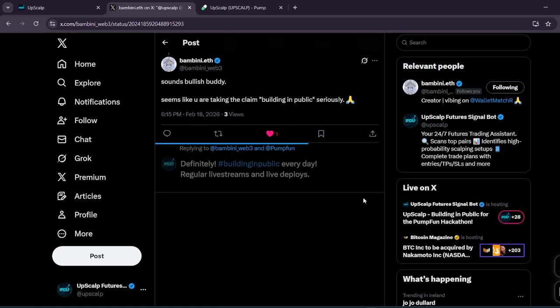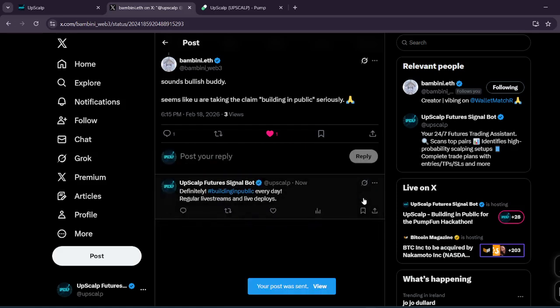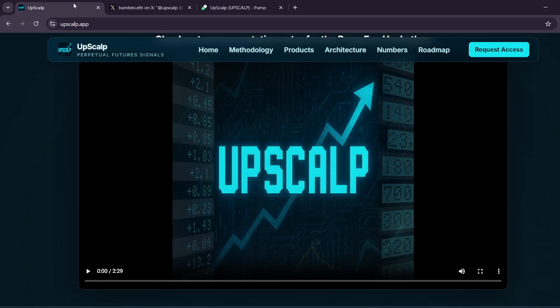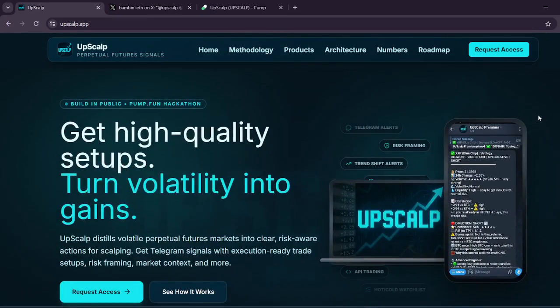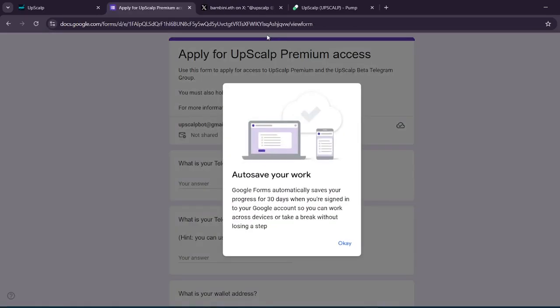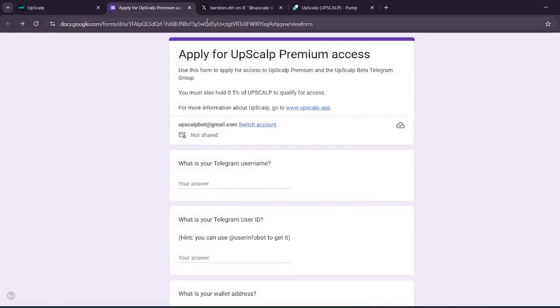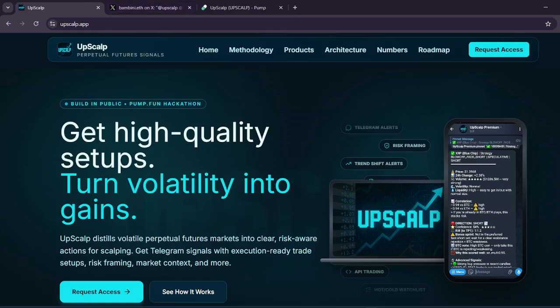So I'm not sure if we'll do a live deploy today because I deployed it all in the morning, really. Previously on UpScalp, to get access, I actually need to update the website, but we were using a Google form, not great. So what I'm going to do instead is update this to use a new Telegram bot.